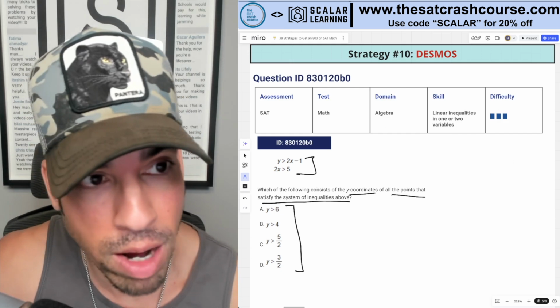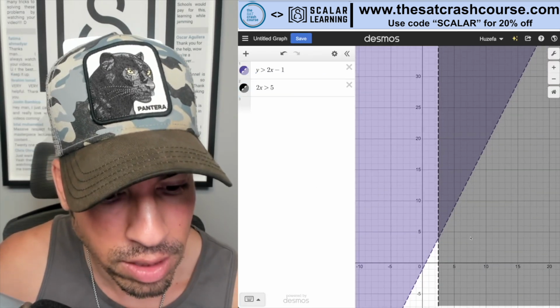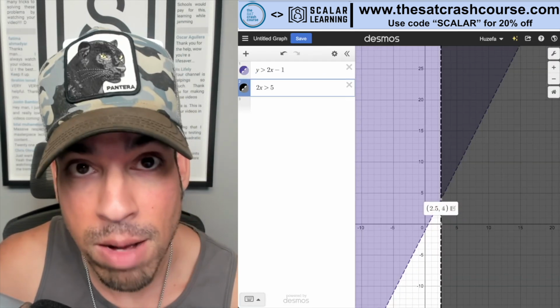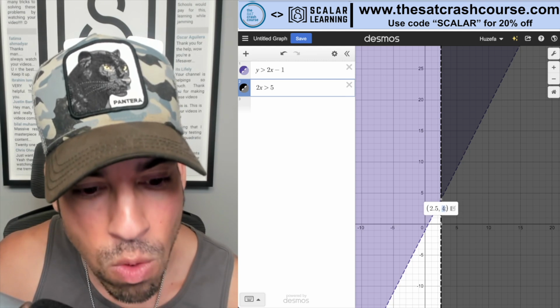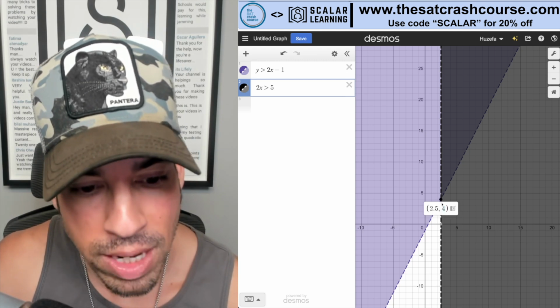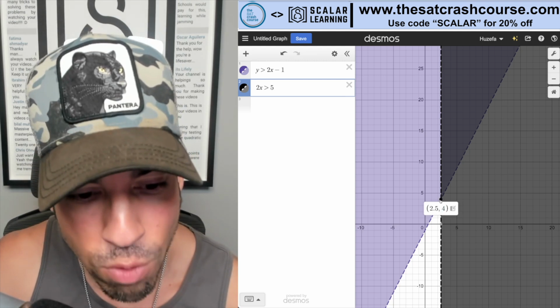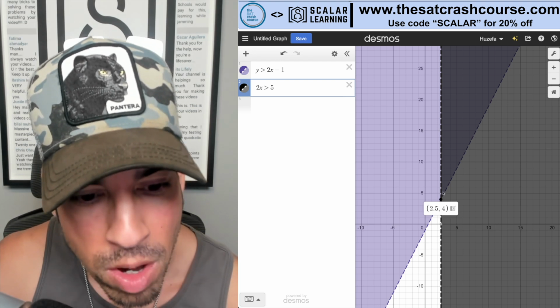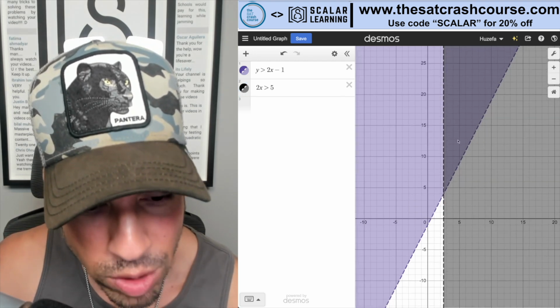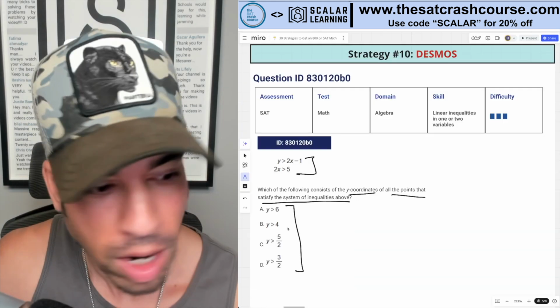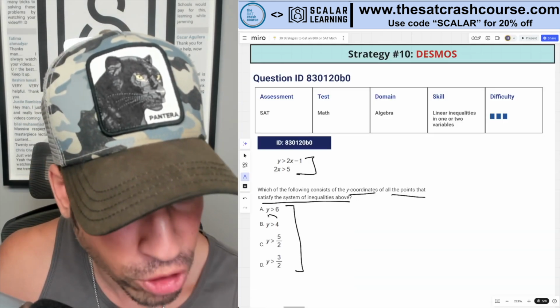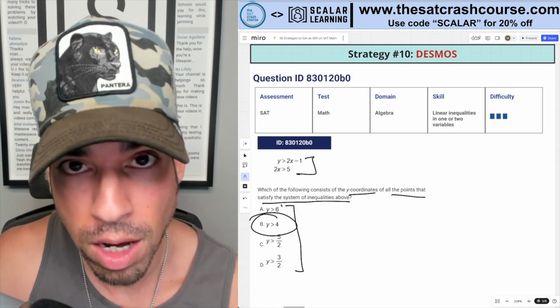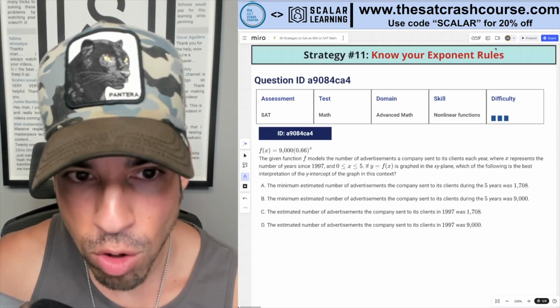Now let's go back to the graph. We can see that they intersect right here at 2.5 comma 4. So 4 is the intersection point, but it's not everything at 4, right? Because these are dotted lines. So we're not including 4, but everything above 4. All the y values in this region are going to be above 4. And look at that. They have that answer right here. Option B. B is the winner. Done.